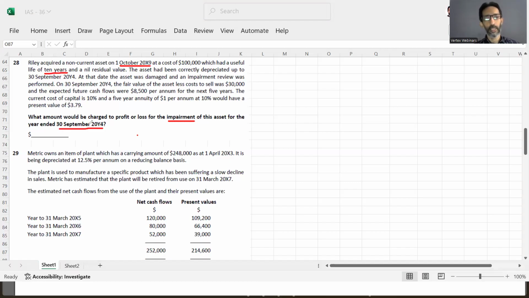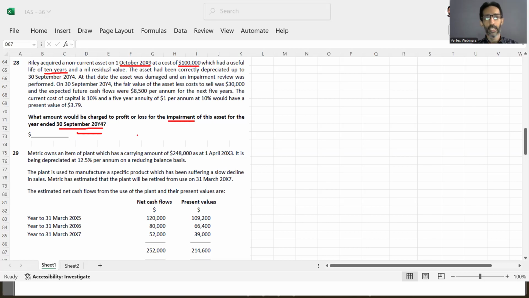You need to remember what the year in question is. It is 30th of September 20Y4. However, the asset was bought 5 years ago, that is October 20X9. So we're going to calculate the number of years and I will explain. The cost of the asset is 100,000. The useful life is 10 years.